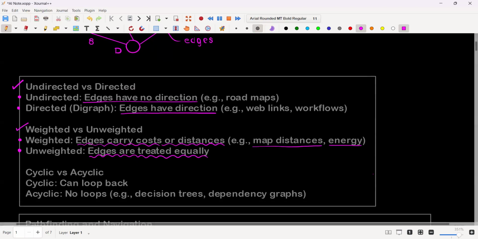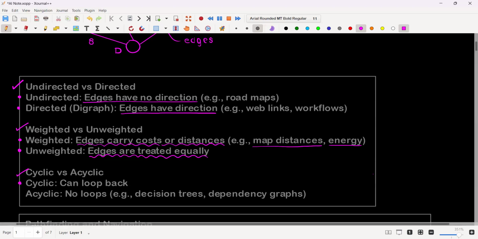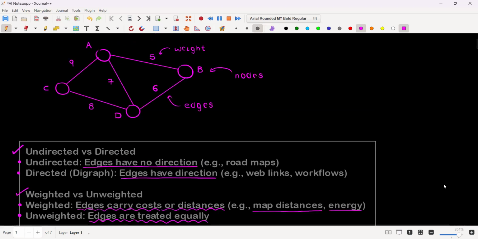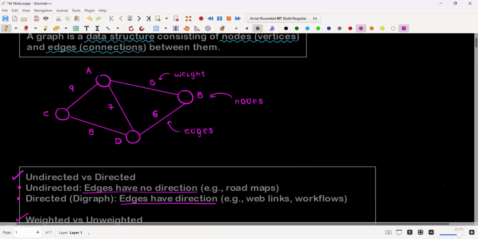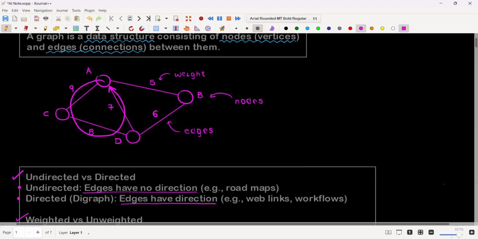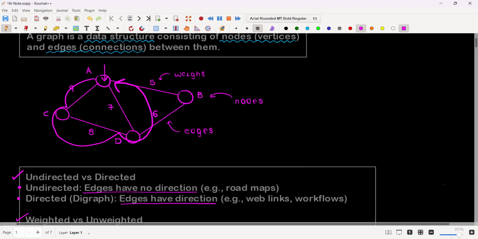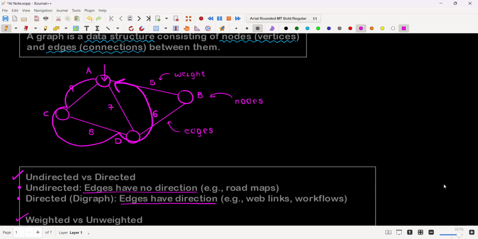Finally, we have cyclic versus acyclic graphs. Cyclic graphs are graphs where loops can be achieved. Loops are full round paths across the graph, where you can start at a node, travel along a certain set of paths, and come back to the same node, right? Or a certain set of edges and come back to the same node.